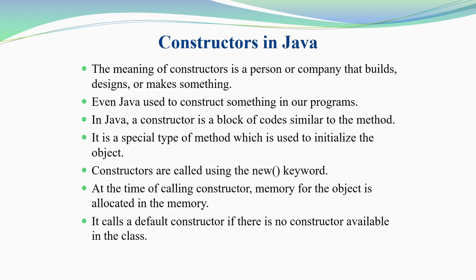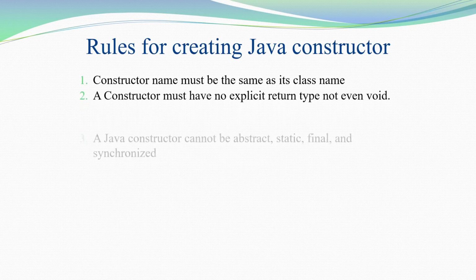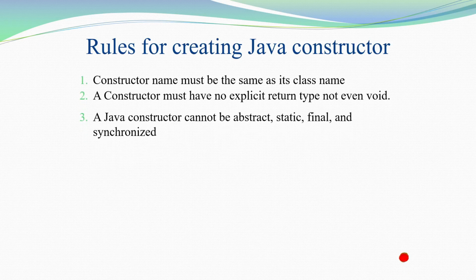Now let's see what the rules are for creating Java constructors. There are mainly three rules for creating a Java constructor. The constructor name must be the same as the class name. Whatever the class name you have, the same name we have to provide to the constructor. Second, the constructor must have no explicit return type, not even void. It is like a method with open braces and some parameters, but it should not have any return type. And the last one is a Java constructor cannot be abstract, static, final and synchronized.